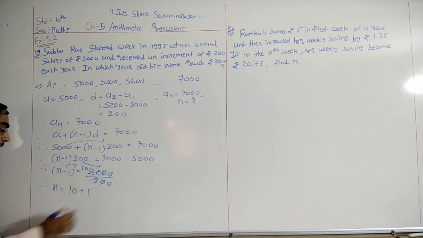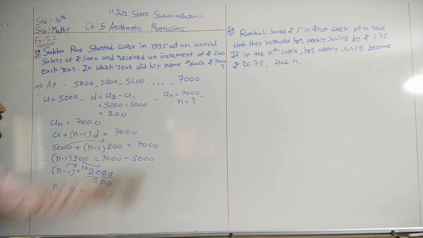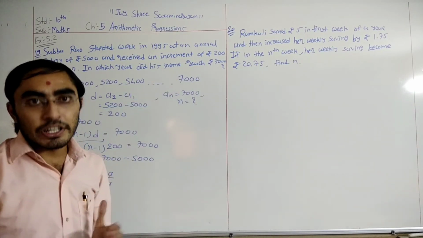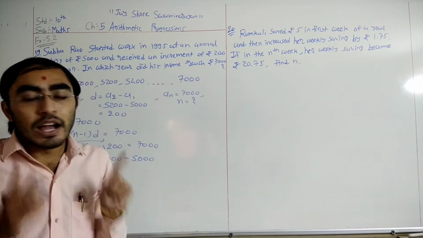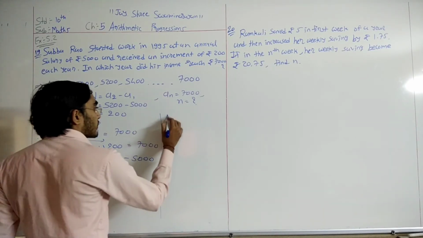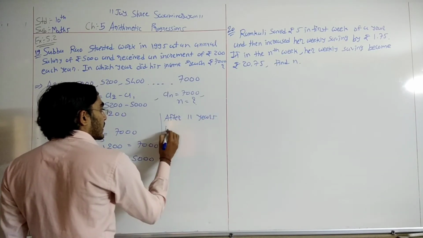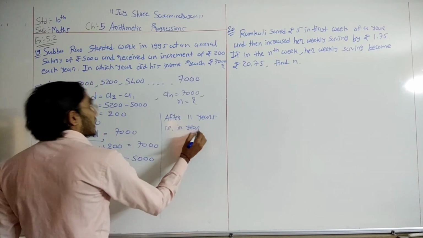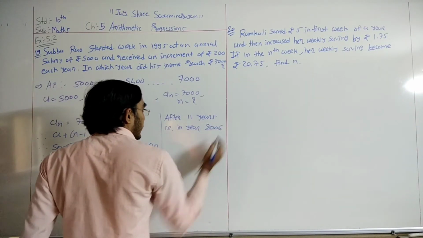Transfer this 1, it becomes plus 1. So n is equal to 11. That means this is the 11th term of the AP. That means after 11 years, salary becomes 7,000. So at last we can write after 11 years. That means the year, right now 1995, after 11 years, that means in 2006.